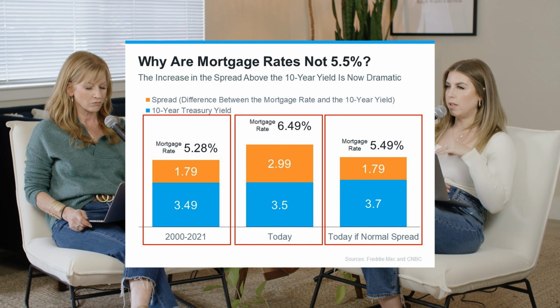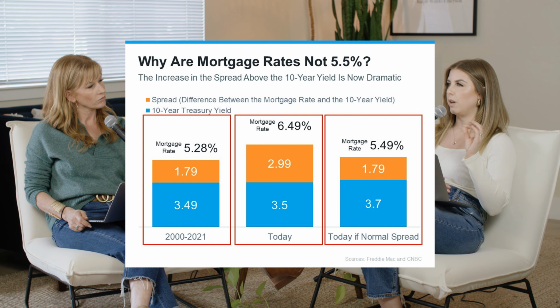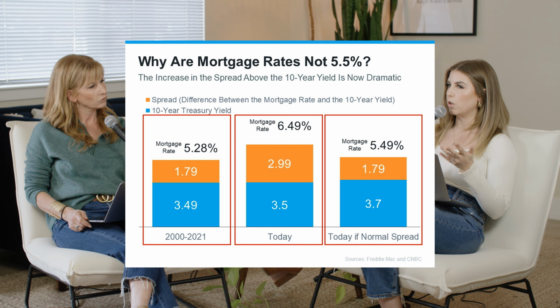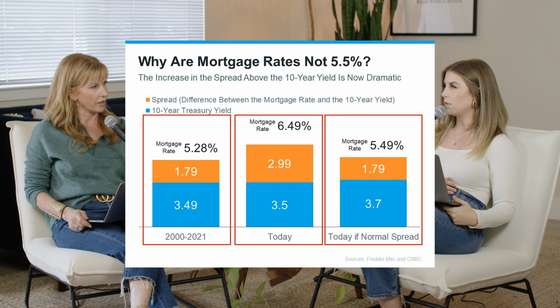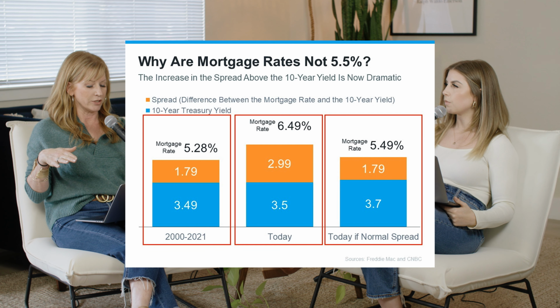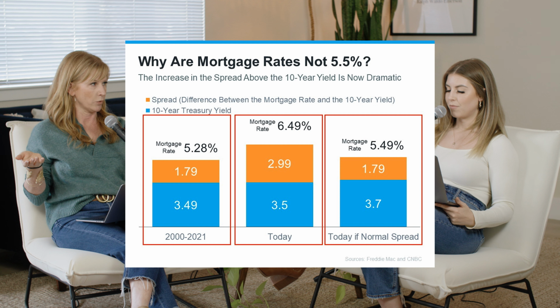Whereas in the past, on average, it's been 1.7% higher than whatever today's 10-year Treasury is. So if you're interested in what the mortgage rates are doing, you can literally Google the 10-year Treasury yield graph, and it follows. Right. Exactly. And I think we have that graph that we can show here too. So if it was at the average 1.79% higher, then our rates right now would be 5.49%, which would definitely be better.